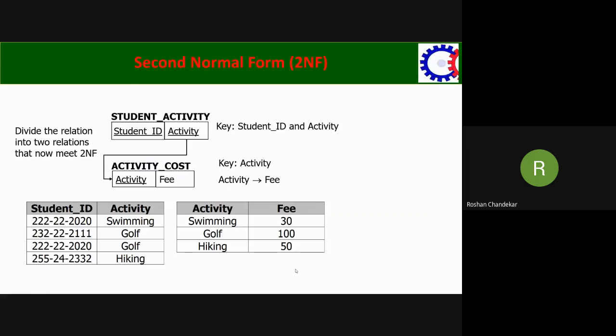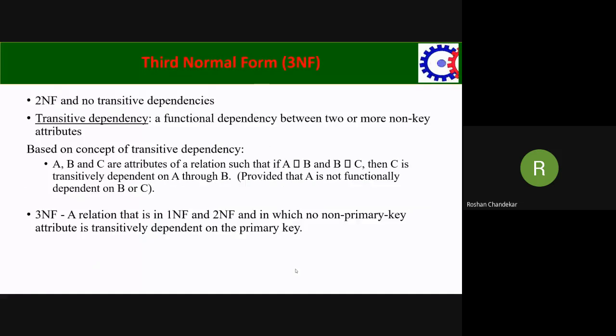Okay. The next one we're talking about is third normal form. Now here it is. We can continue the lecture. The third normal form. What is the third normal form? It is in the second normal form and no transitive dependency is there. Now what is transitive dependency? Let's discuss the definition and the concept of transitive dependency.